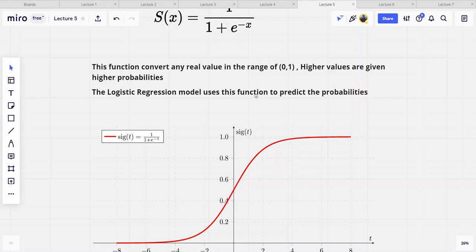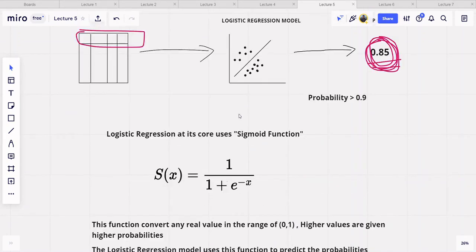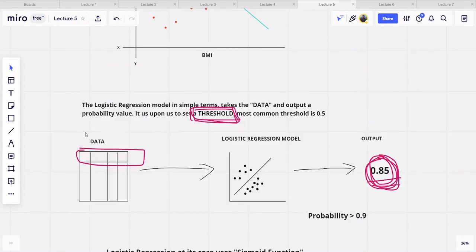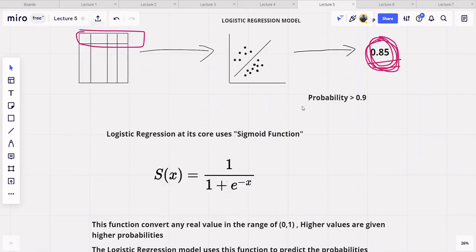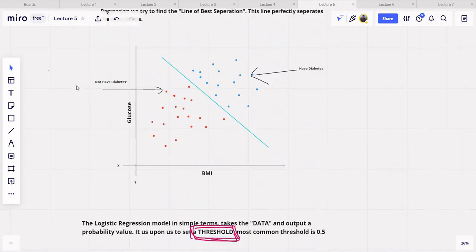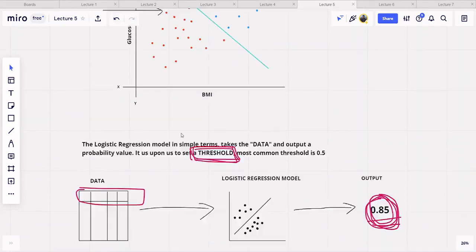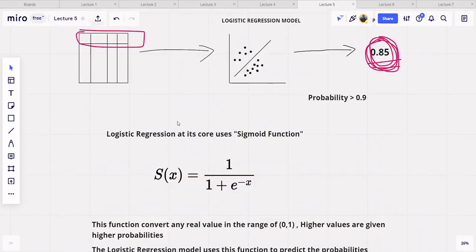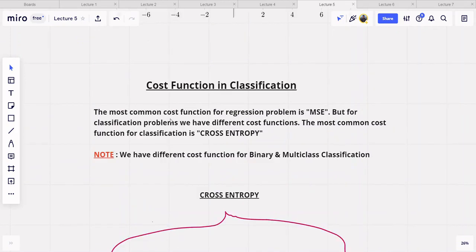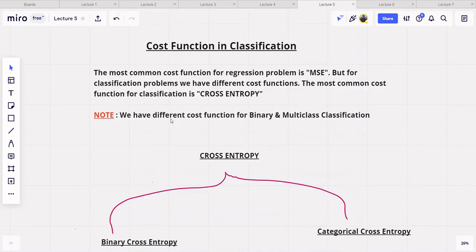Now don't worry if you didn't understand what the sigmoid function is or how it will be used. Just remember that the only thing logistic regression does is find the most optimal line of separation, and it gives us a probability value for each sample. All right, so now that you have understood what logistic regression is and how it works, let's look at the cost function in classification.